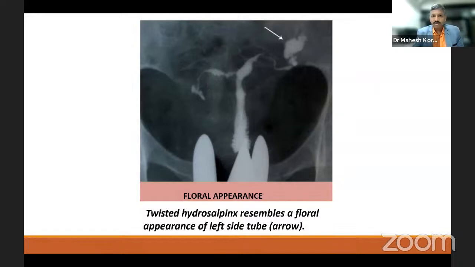Again, the floral appearance. Floral is flower. There is no flower here, but you can see that the dye has taken the form of a flower. That's why it's called a floral appearance.